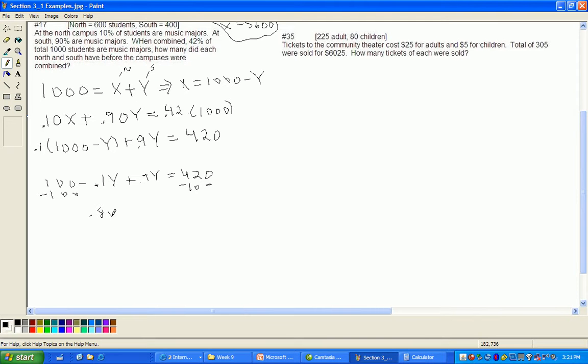If we divide both sides by 0.8, we get Y, which is the number of students at South Campus, equal to 400. 320 divided by 0.8 is equal to 400. Now to find the number of students at North Campus, we plug it back into the original equation. 1,000 is equal to X plus 400, right? Subtract 400 from both sides, and we get X is equal to 600. And those are our answers, sure enough. We look in the back of the book: 400 for South, 600 for North.